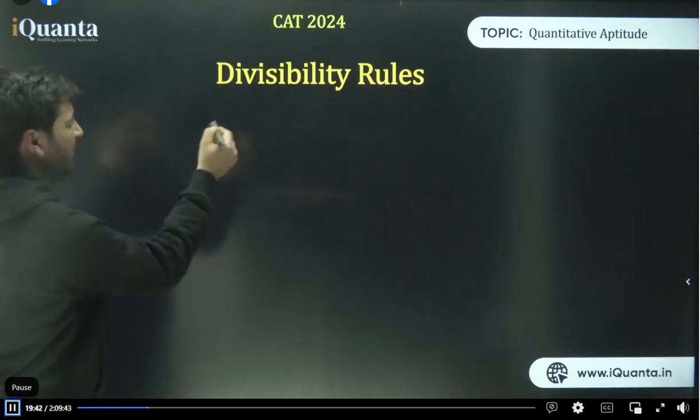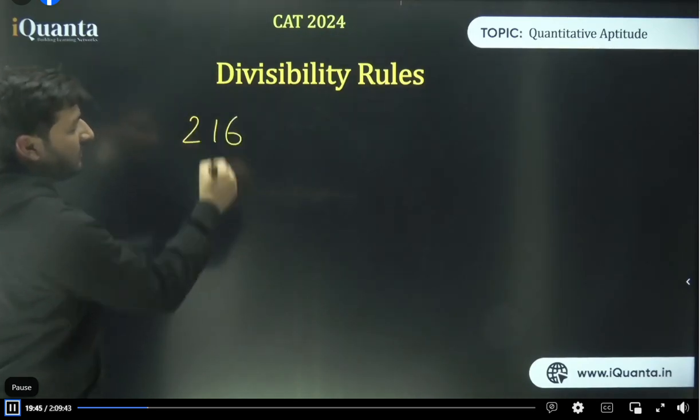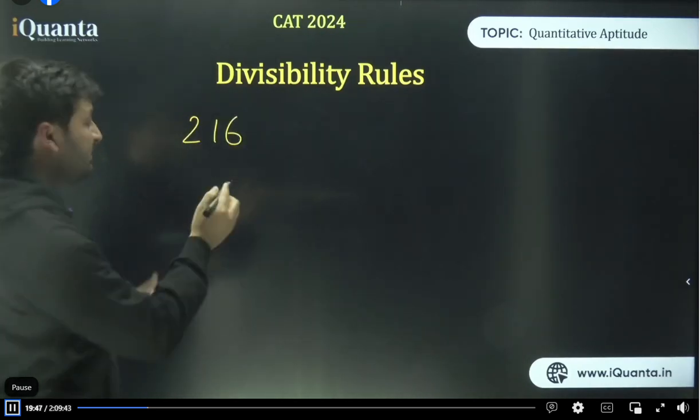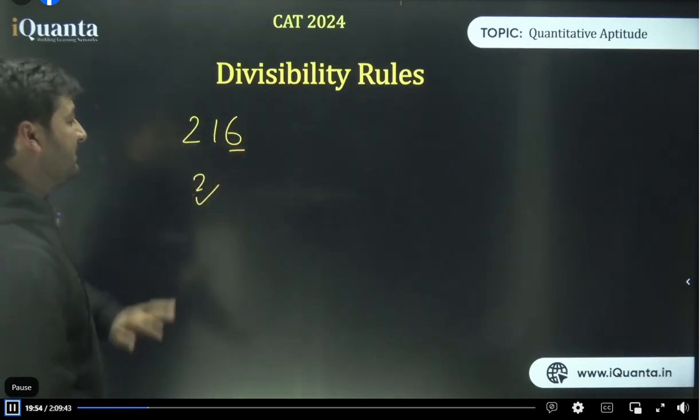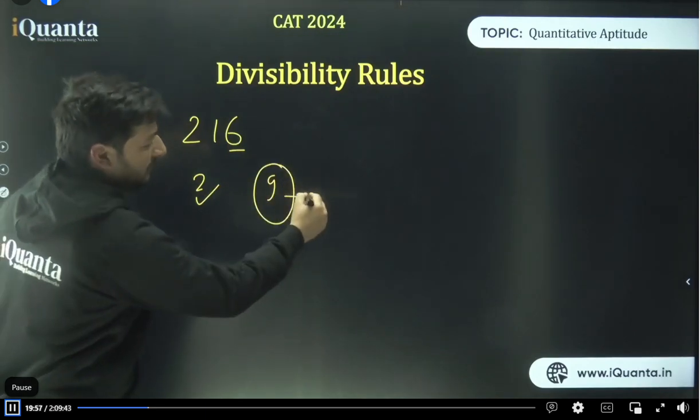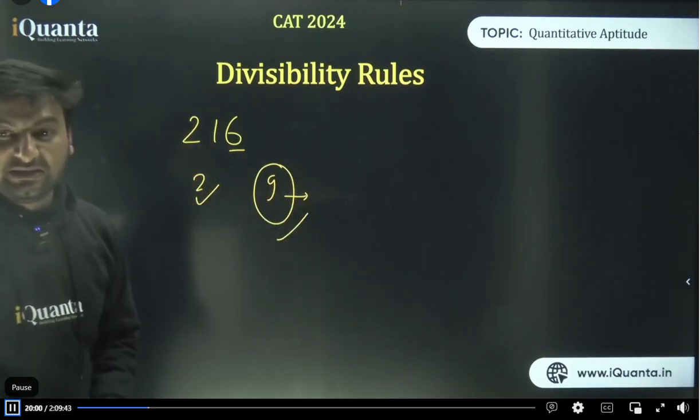You can take any example. Suppose you take 216. This number is divisible by 2, since we check the last digit, which is even. By 3, you have to add the digits: 2 plus 1 plus 6 is 9. The sum of digits is 9, which is divisible by 3. So yes, this given number is divisible by 6.